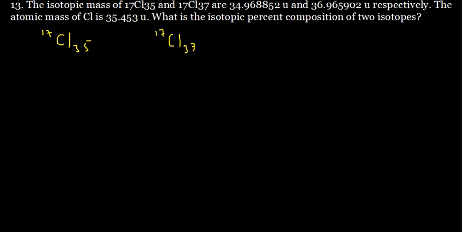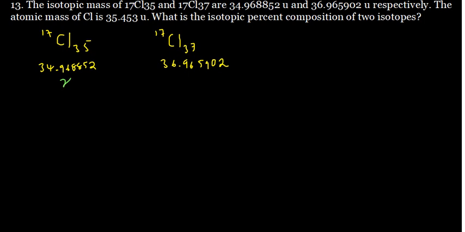So the first one given, that is 34.968852, and then the next one given is 36.965902 atomic mass units. Now the atomic mass of chlorine, that is the relative atomic mass of chlorine, is also given. So what would be the isotopic percentage composition of the two isotopes? If I get the percentage composition of this one, I add to the percentage composition of this one, I'm supposed to get 100%. And 100% as a decimal is 1.